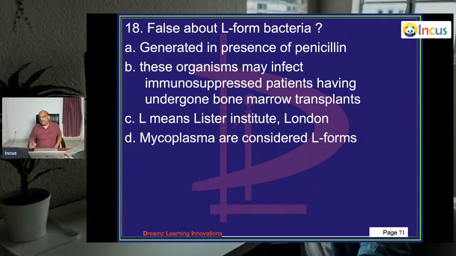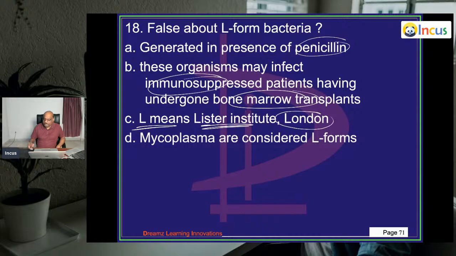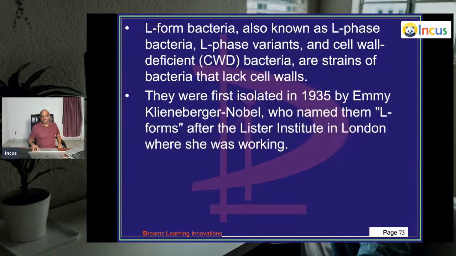L form of bacteria. Typically, whenever you use penicillin, it produces cell wall deficient organisms which are called L forms. They can infect the immunosuppressed who have undergone bone marrow transplant. L means Lister Institute of London, is what you need to remember.